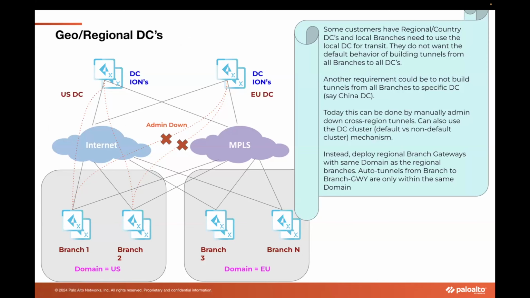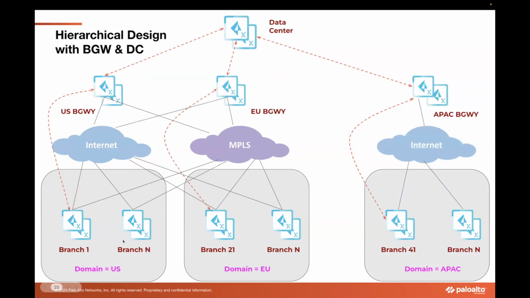So let's look at that from a different diagram point of view. In your deployment, you can have X number of branches in the domain US, and then you have a branch gateway with the domain US. These branches will automatically build tunnels only to this branch gateway. Similarly, your EU branches, because they're in the EU domain, will automatically build tunnels only to the EU branch gateway. That's shown by this red line here.